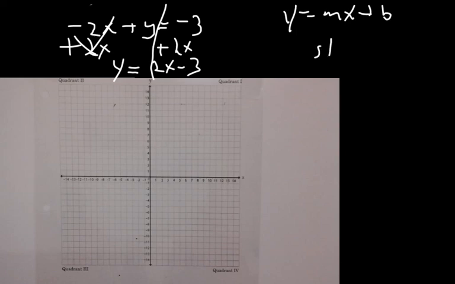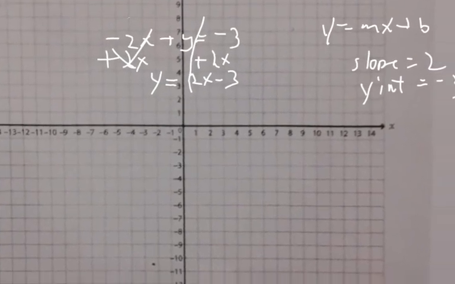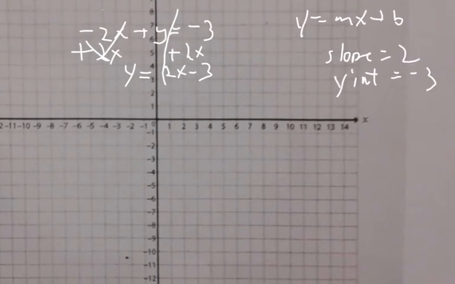So slope equals 2, and the y-intercept is negative 3. So I'm going to go to negative 3, and my slope is positive 2, so I can go 2 over 1, up 2.